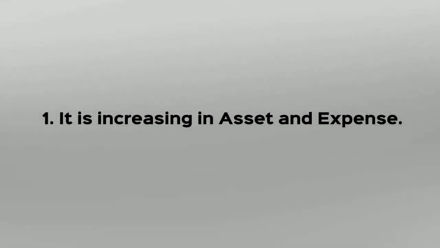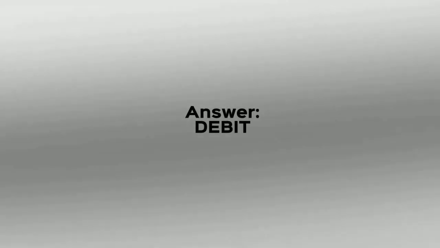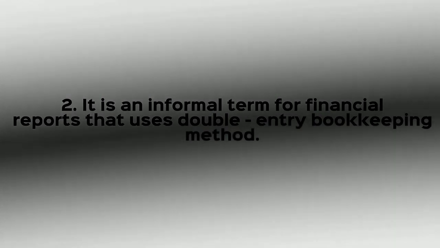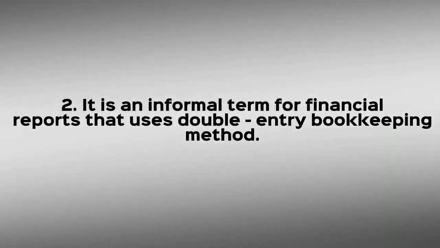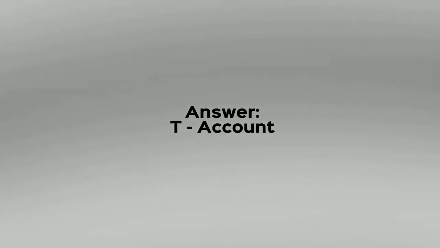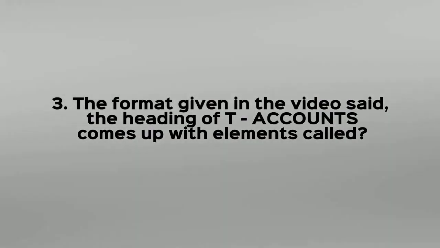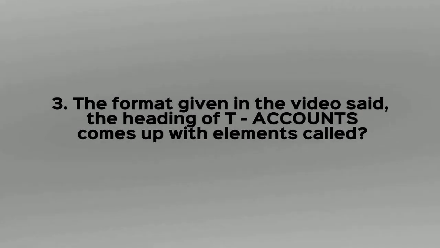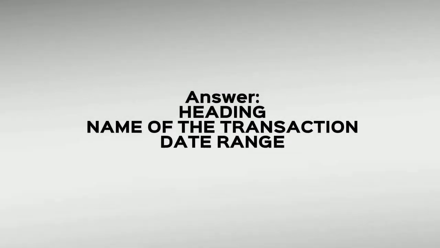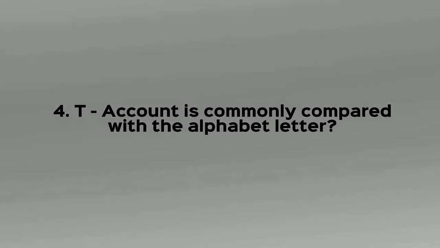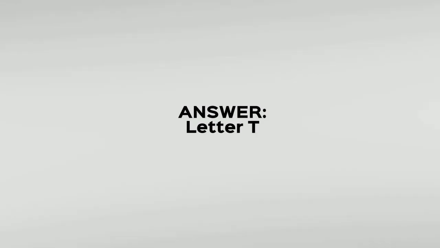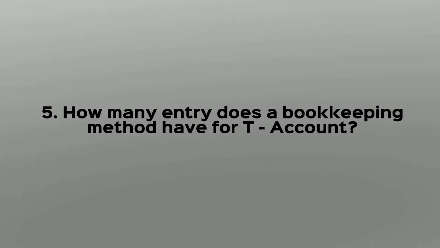1. It is increasing in asset and expense. 2. It is an informal term for financial reports that uses double entry bookkeeping method. 3. The format given in the video said the heading of T accounts comes up with elements called... 4. T account is commonly compared with the alphabet letter. 5. How many entries does a bookkeeping method have for T account?